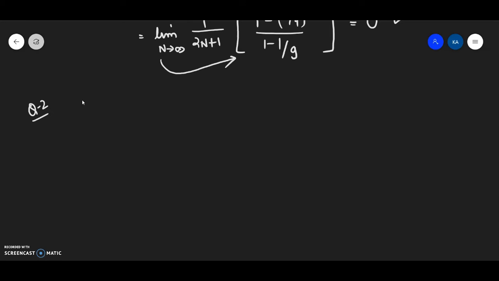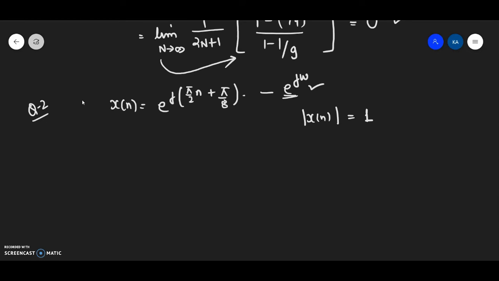Now the second question says, my signal x[n] is given as e^(j(pi/2 n + pi/8)). This is my signal, and I have to find whether this is an energy signal or a power signal. Now let me tell you a very important step. Mod of x[n] here will obviously be 1. I have already discussed this concept in the previous lecture. Reason being, this is of the form e^(j omega n). Fine. So mod will always be 1.